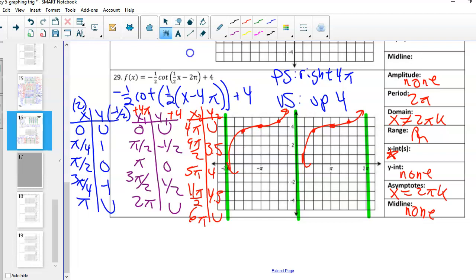Questions on any of those? I want you to go ahead and try the other one. And then there is one thing that I saw, we'll talk about it, and then there's one thing on the study guide that I wanted to talk to you about. And then we'll talk about how we're going to do testing.